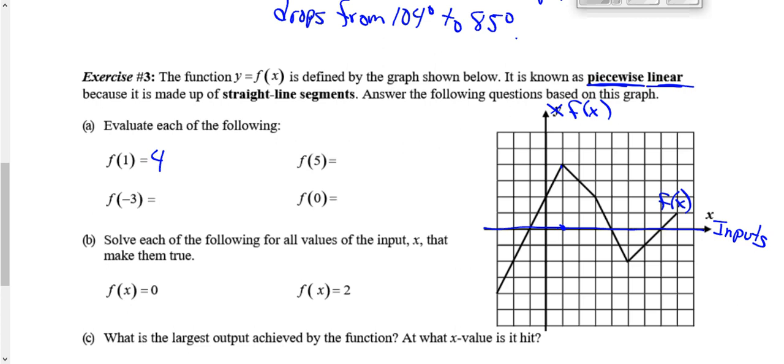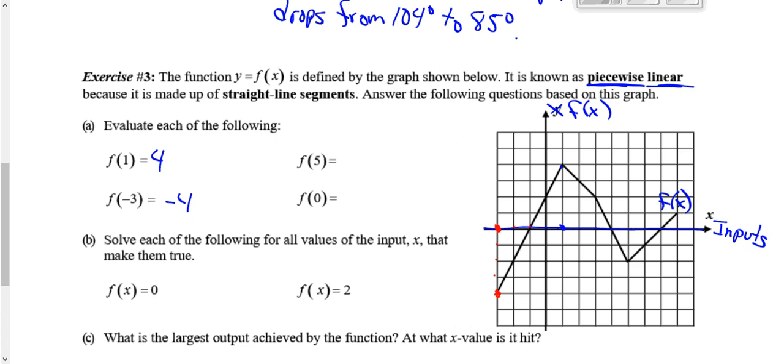What is it? Negative 4. Yeah? So let's go to f of negative 3. Go to negative 3. 1, 2. Here's negative 3. And the graph is down here at negative 4. Right? Did you do it backwards again? No, I did it right. Good. Sorry. I was at negative 2, not negative 3. Just be careful counting.